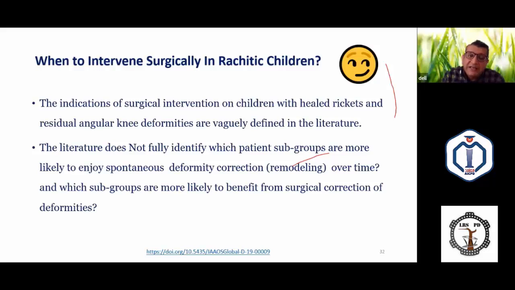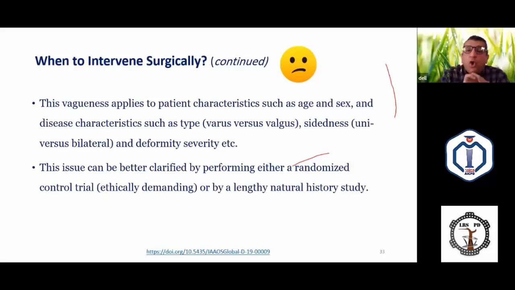We have no clear answers for these questions. Actually, there are many co-variables that are known to affect the prognosis or the resolution of these long bone rachitic deformities, but it's not known for sure how they affect the prognosis. We need more studies to extract how these factors affect the prognosis and help us in decision taking.